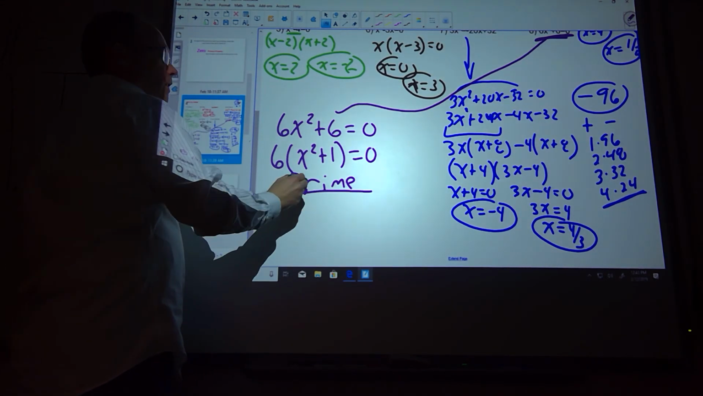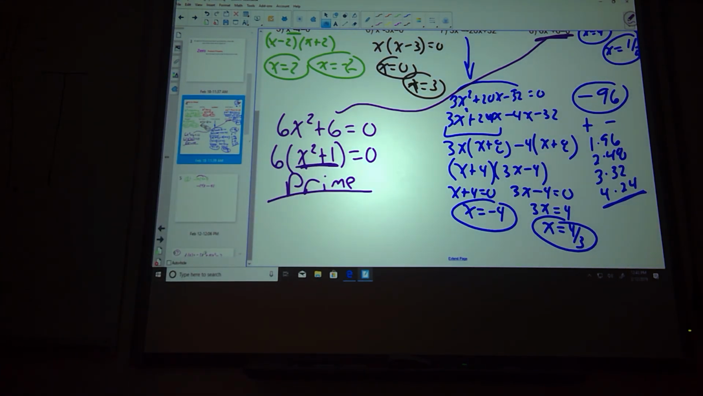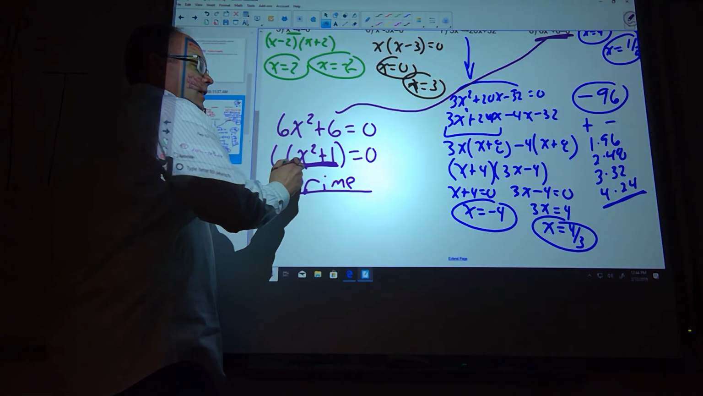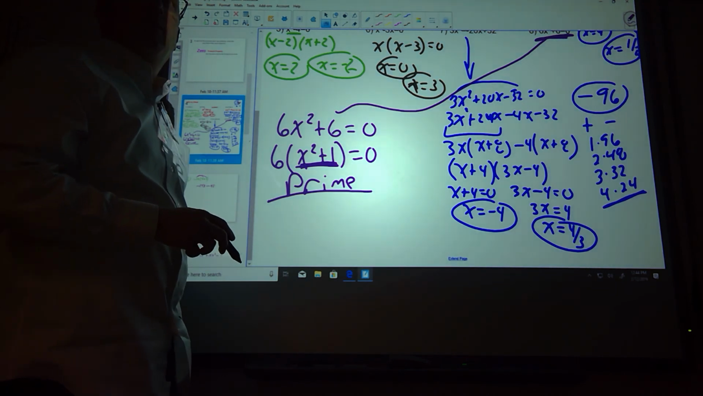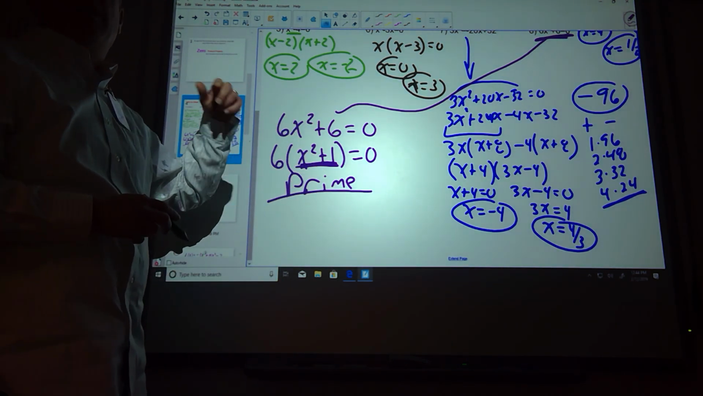Wait, so you can't solve? Yeah, that won't break down. That doesn't break into x plus 1, x minus 1. It doesn't break down. Okay? How do we know if it's the difference of 2 squares? Subtraction sign. If it was x squared minus 1, difference of 2 squares. It's the sum of 2 squares because you have x squared plus 1. That won't factor. If that was a negative sign, it would. So I have a greatest common factor of 6, yes, but then I can't break it down any further.